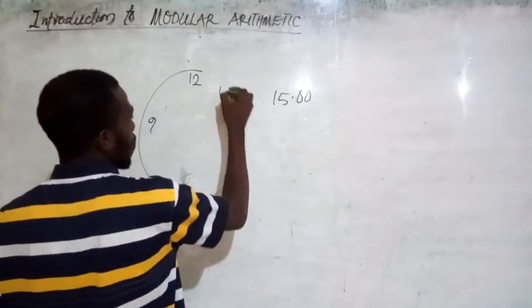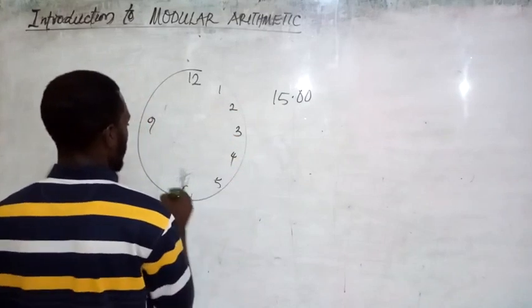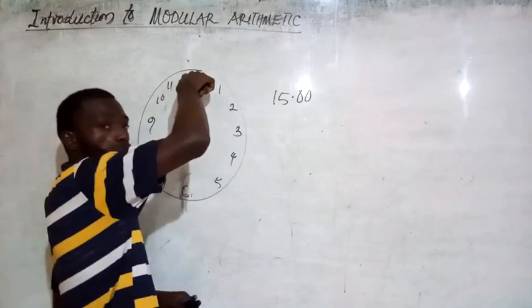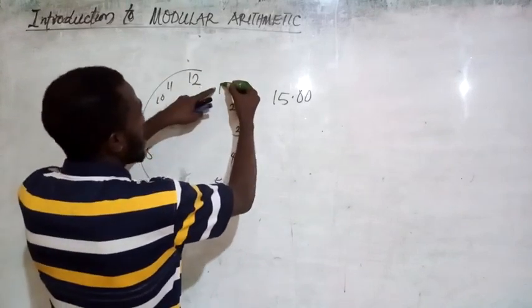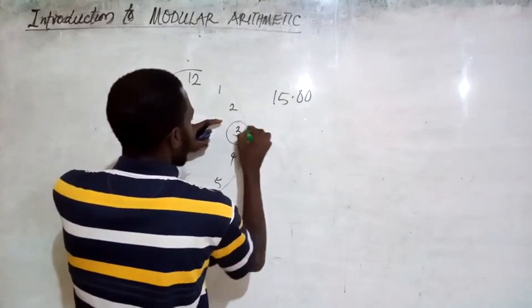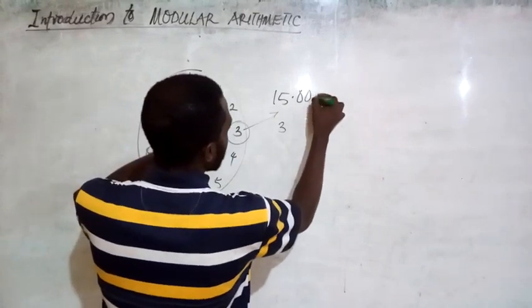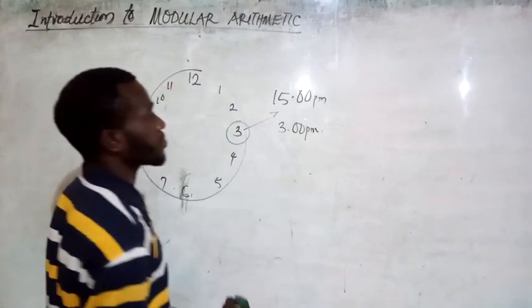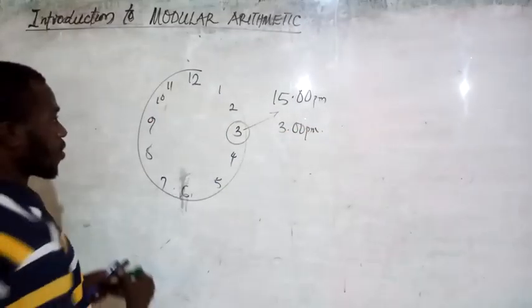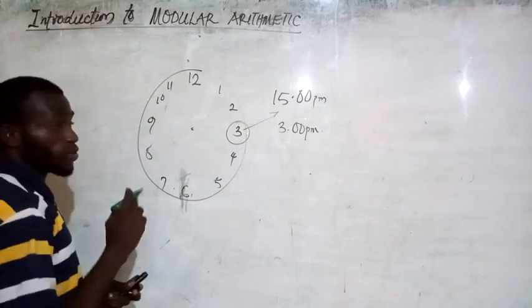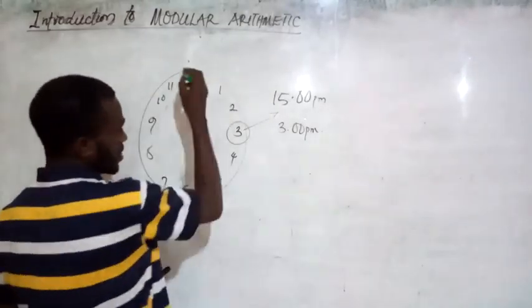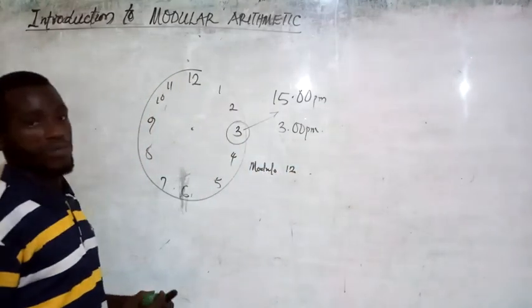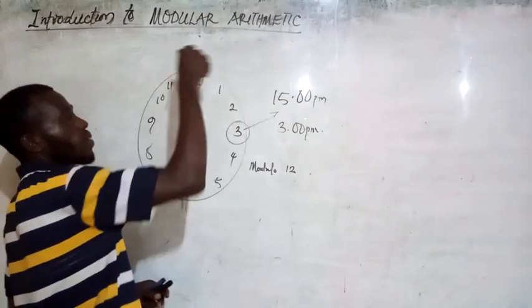After counting from 1, 2, 3, 4, 5, 6, 7, 8, 9, 10, 11, you got to 12, you wrapped up, and we started from here: 13, 14, 15. So 15:00 p.m. is the same as 3 o'clock p.m. The wall clock is a very good example of modular arithmetic. This is said to be modulo 12, because at 12 we always wrap up our counting.